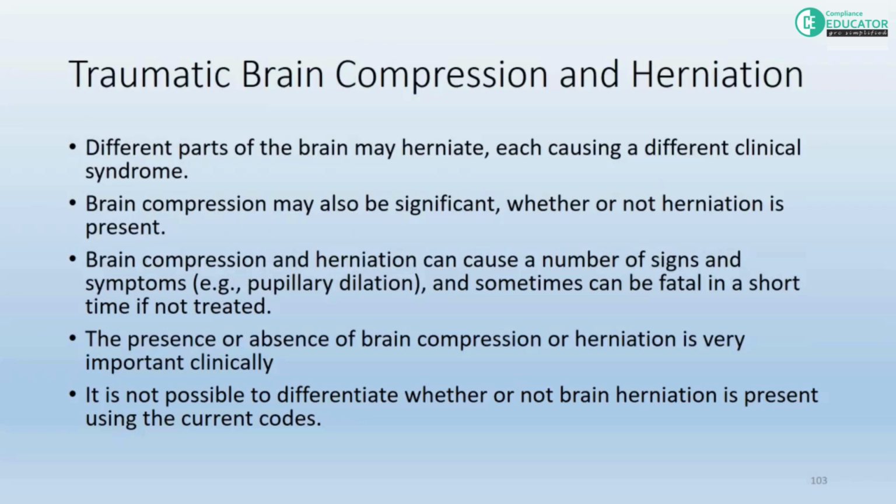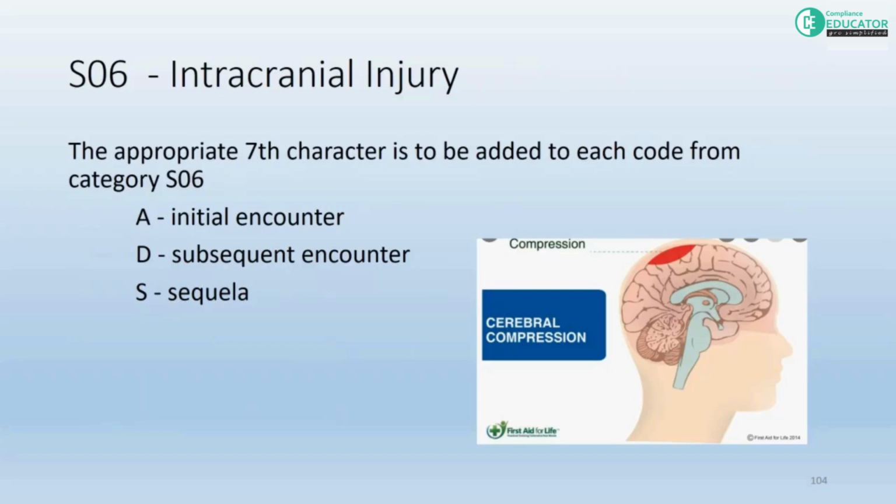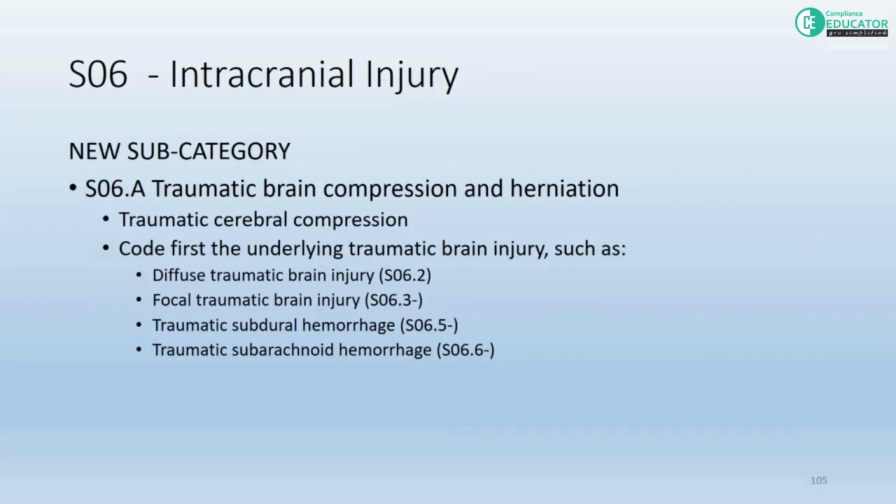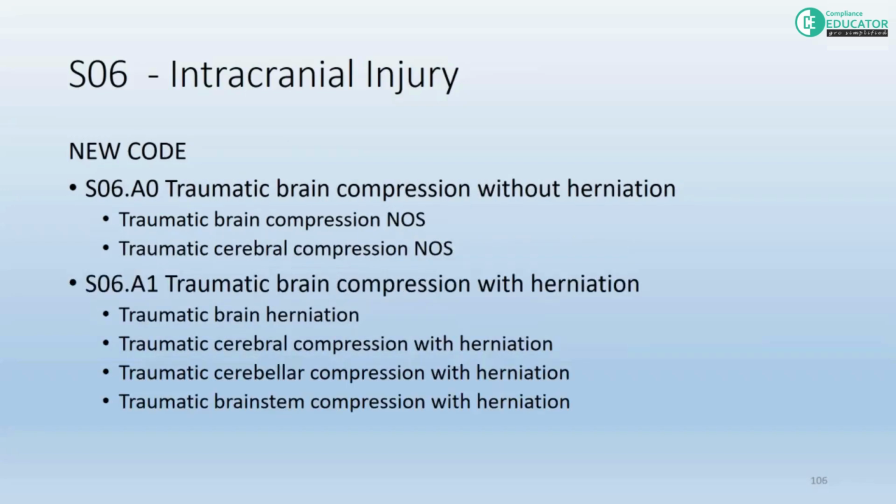Traumatic brain compression and herniation is one of the most common causes of brain or TBI injuries that we see. We have compression of the brain tissue, and then we have herniation that occurs in the areas inside the skull. These are things that require a 7th digit to the category. There are only 3 7th digits that are appropriate. So there's our new subcategory and code, and then telling us to code first the underlying traumatic brain injury. And there are some additional codes about that brain compression with and without herniation.